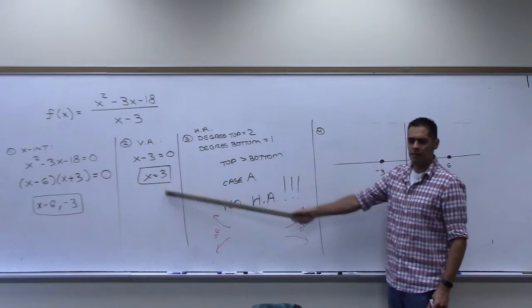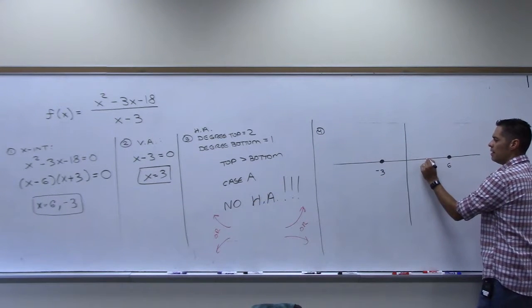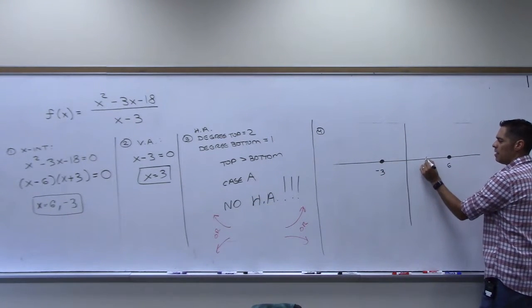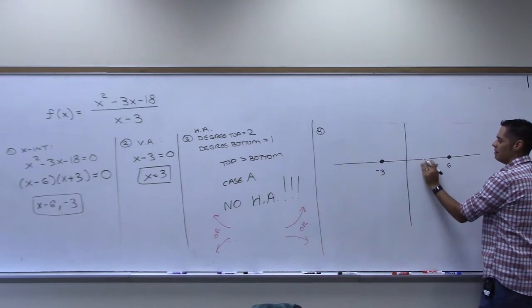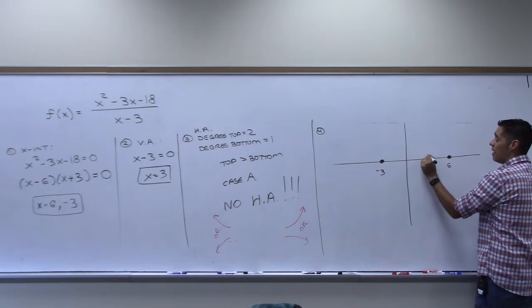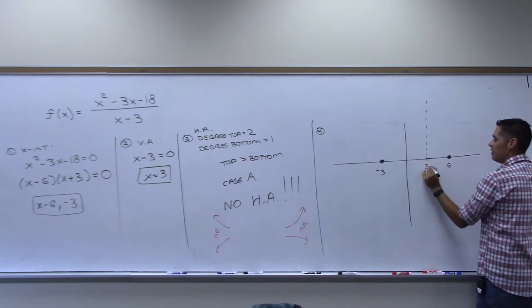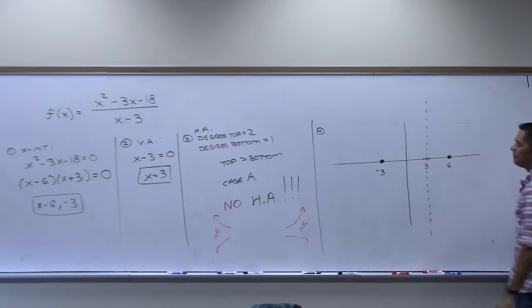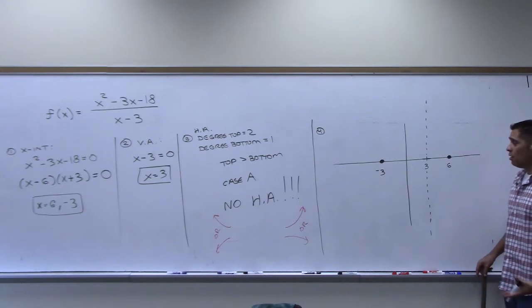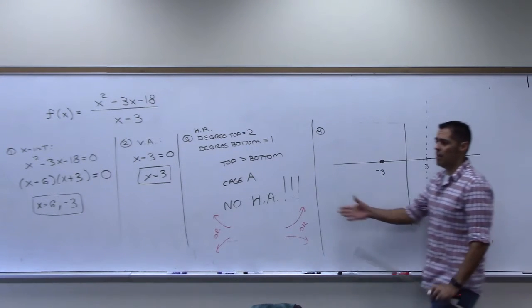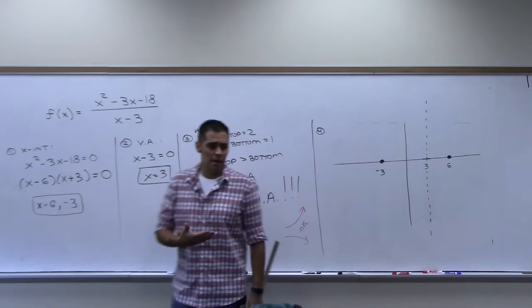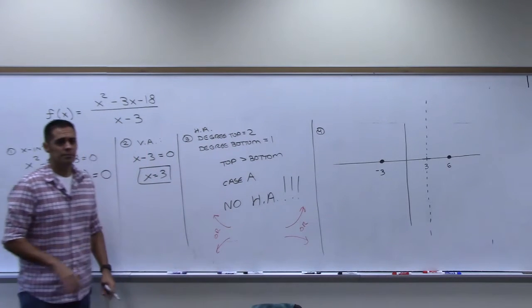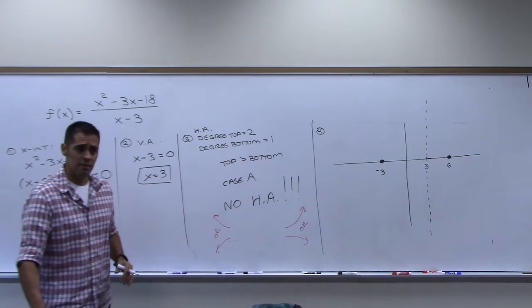Vertical asymptote is next. That's at 3, right? So I go to 3, and I put a dot. No, don't put a dot. Put a dotted line. That's okay. But not a dot. And that's all, because there is no horizontal asymptote. I've put all my information down. You still need the test points, right? That's what we need now.